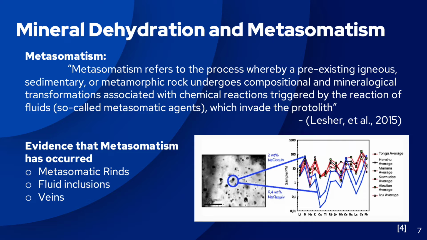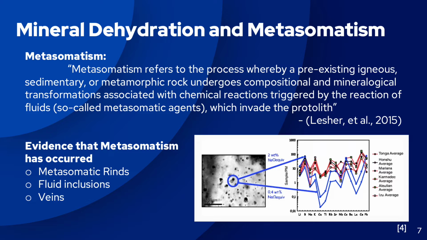This release of H2O from the subducting crust initially begins due to mechanical processes in the forearc, but this then proceeds via chemical dehydrations at much greater depths. Metasomatism refers to the process whereby a pre-existing igneous, sedimentary, or metamorphic rock is chemically, compositionally, and mineralogically altered by these metasomatic fluids, or these fluids released via dehydration.